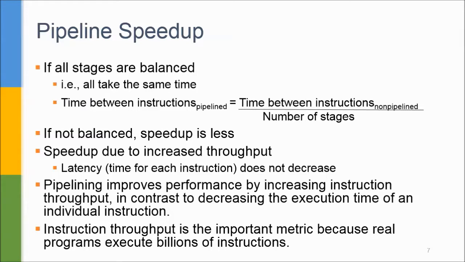So pipelining improves performance by increasing instruction throughput, in contrast to decreasing the execution time of an individual instruction. But instruction throughput is the important metric because real programs execute billions of instructions.